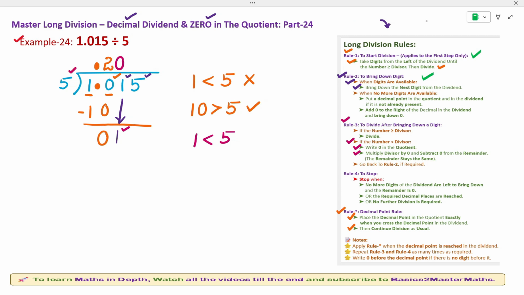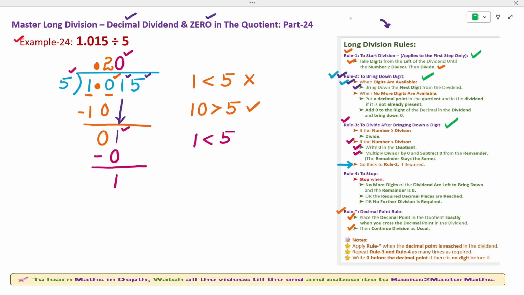Therefore, 5 zeros are 0. So, you will get 1 as the remainder again. Now, rule 3 is complete. Let us go back and apply rule 2 again.